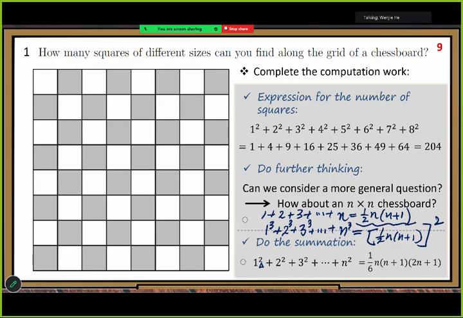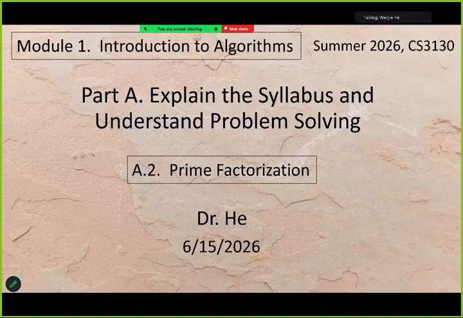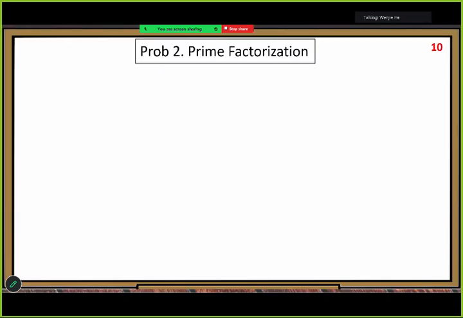So we finished the first computing question, the first example. Then our second example, I want to talk about 8.2, prime factorization. Here, let's look at our problem number 2. How to do prime factorization.